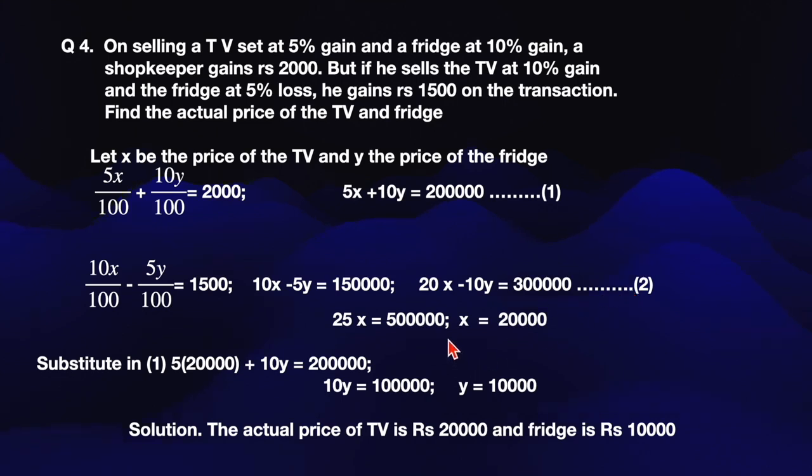So here you can add these two equations. 10y minus 10y will cancel. 20x plus 5x is 25x is equal to 50,000. Therefore, x is 20,000. Substitute the value of x here. Solve it. You get y is equal to 10,000. So, what is the price of fridge? It is 10,000. Price of TV is 20,000.